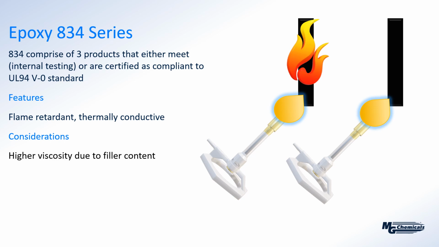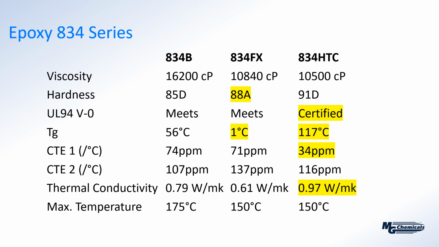and so with that it's able to self-extinguish and not propagate. Now within this series we have two materials that meet the V0 standard, meaning we've tested it internally and found that it was compliant to the standard, and then we do have one that is listed. So these are flame retardant and thermally conductive. The thermally conductive, that's just because of the nature of the filler that we have to add in order to get flame retardancy, but because of that they are higher viscosity, and so they're not quite as good in terms of leveling out and wetting out very intricate geometries.